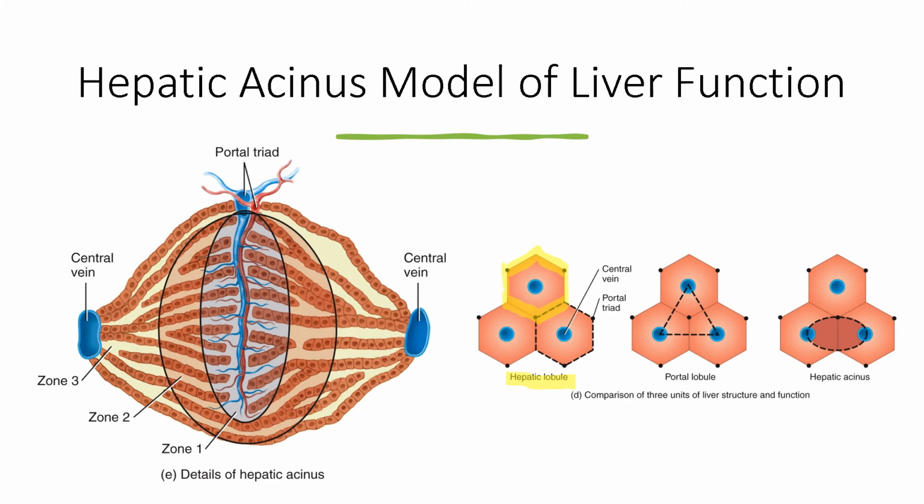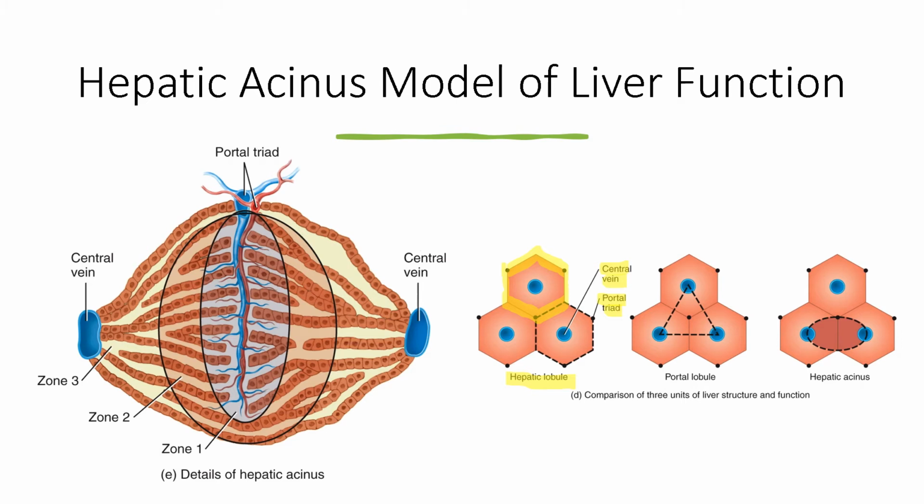And there's a central vein in the center of each hepatic lobule, with 3 corners of the hexagon being a portal triad. Though this is a very specific and well-defined model, it's kind of difficult to find this specific organization in the human liver.